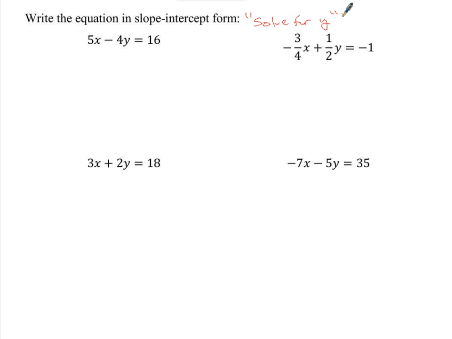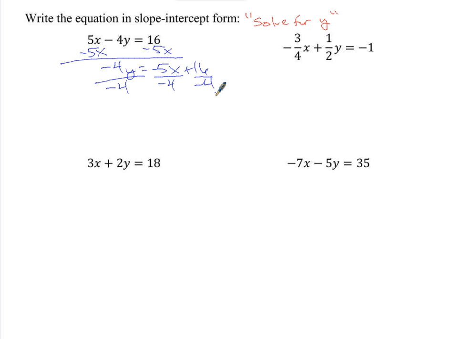So what's the first thing we're going to have to do? Yeah, you get the y term by itself. Save the division for last. Get the y term by itself. To do that, we're going to have to subtract 5x from both sides. And now we have negative 4y equals negative 5x plus 16. One more thing to do. Divide every little thing by negative 4. Divide this by negative 4. Divide that by negative 4.